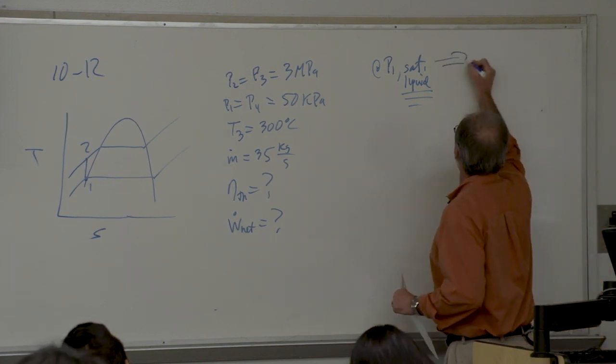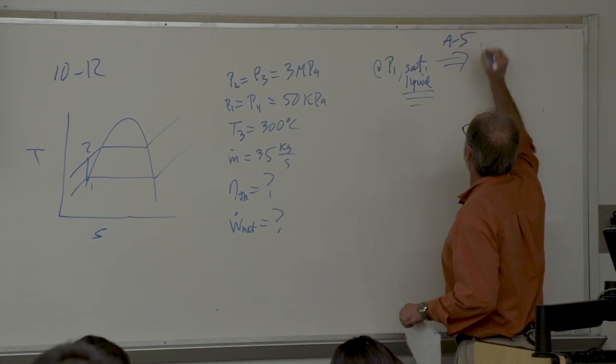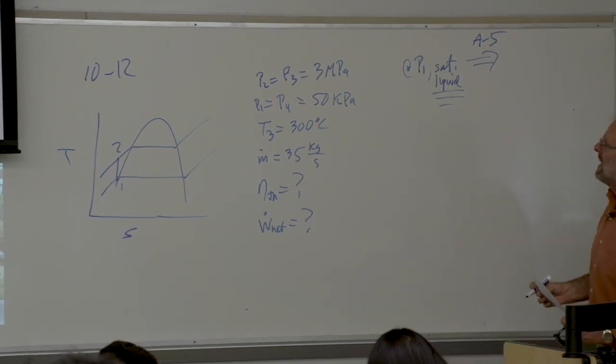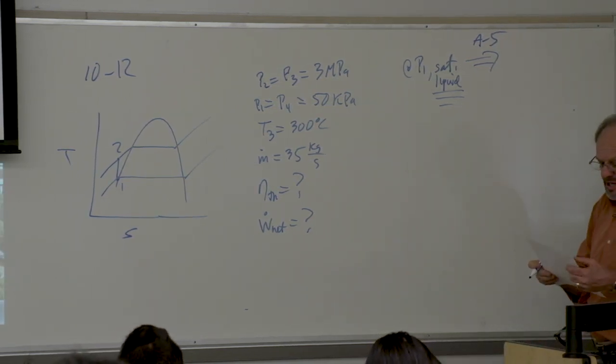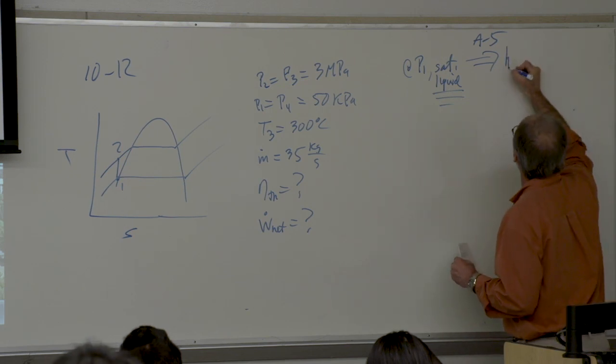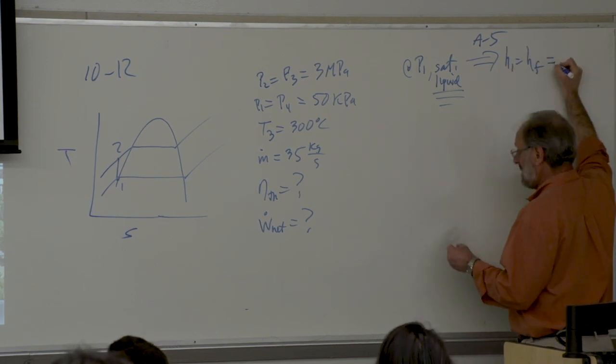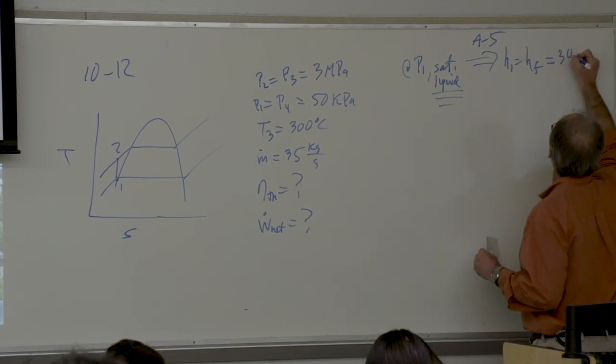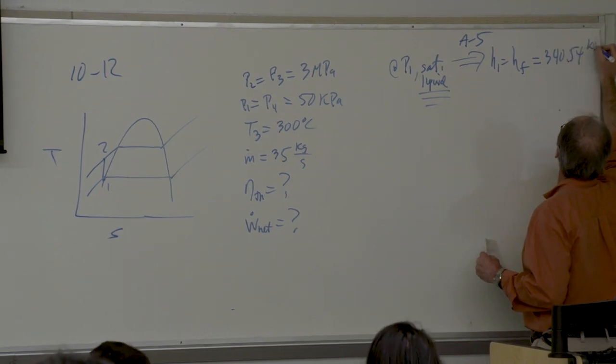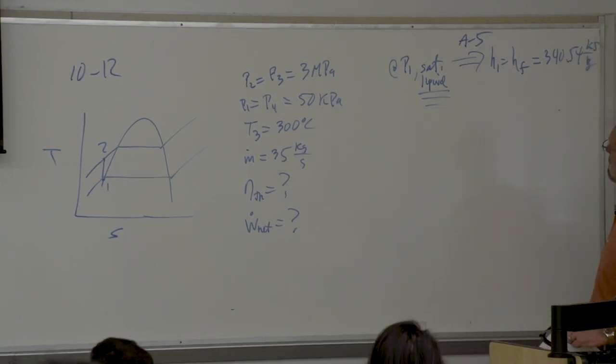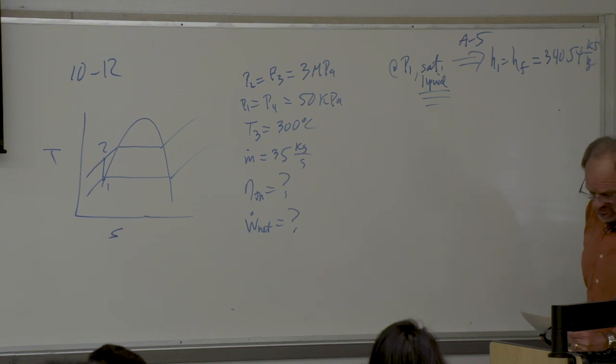So we know that data. So we're going to have to go into the appropriate table, which is table A5. This is our pressure table. We simply go to 50 kilopascals, and we look up the value of hf. So h1 is hf, and that's 340.54 kilojoules per kilogram. But we're also going to need the entropy at this point.